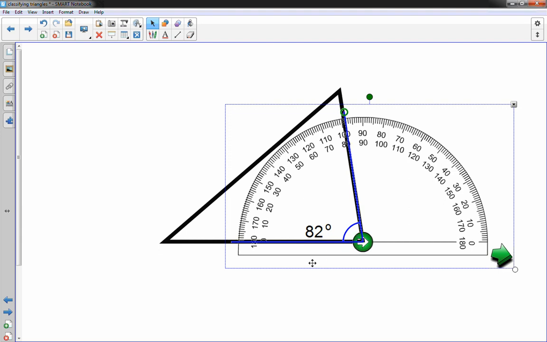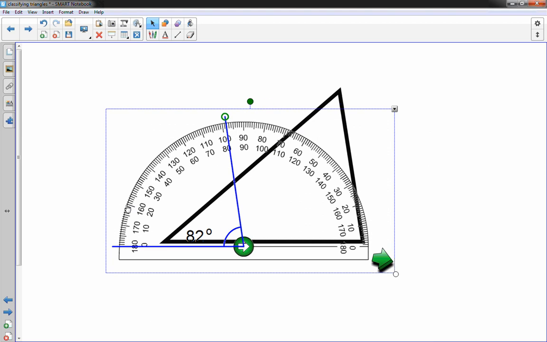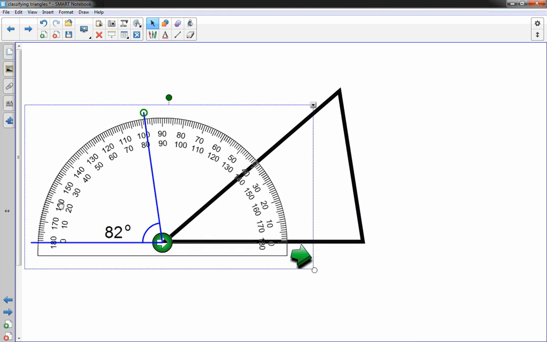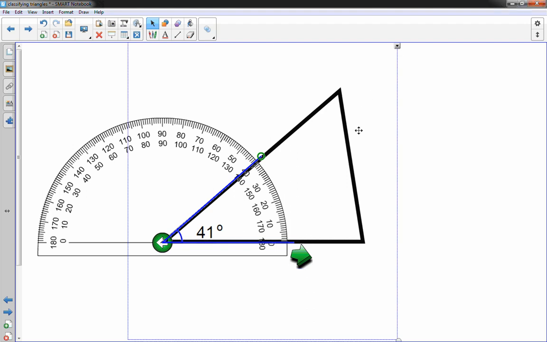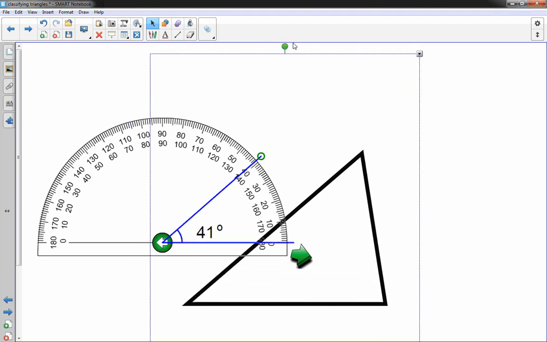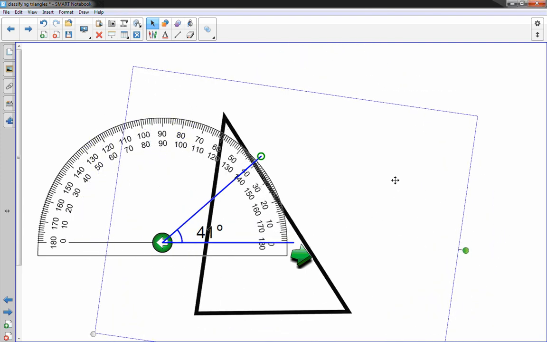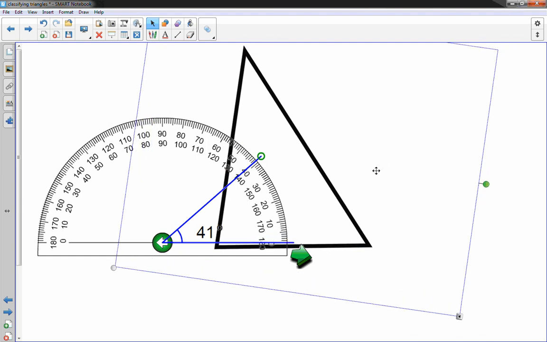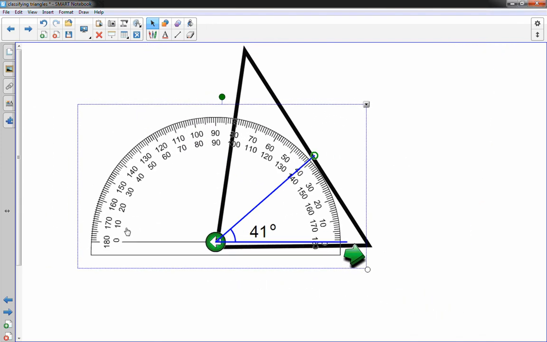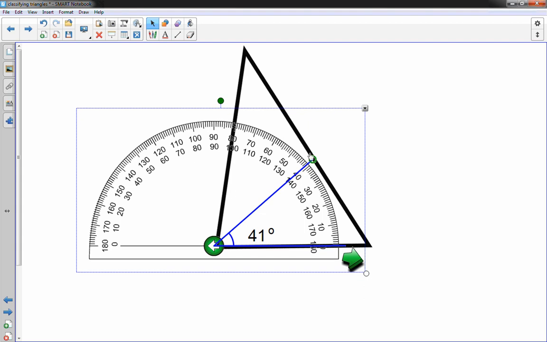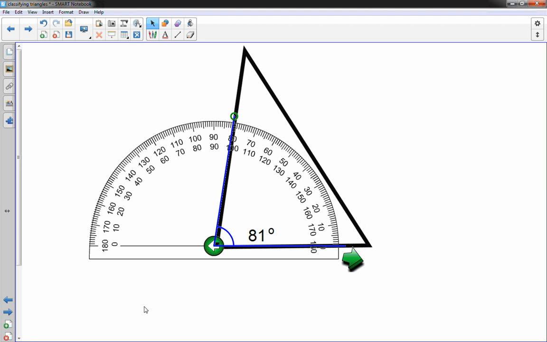So the angle measure of that one is 82 degrees. And if I were to go over here, I'd have to flip my virtual protractor around. And the angle of this one is about 41. And then you're going to have to spin your protractor or move your piece of paper around to get that third angle, pretending I have a piece of paper here. And then try to measure that third angle for me if you can. That one looks like it's about 81. Doing the best you can.